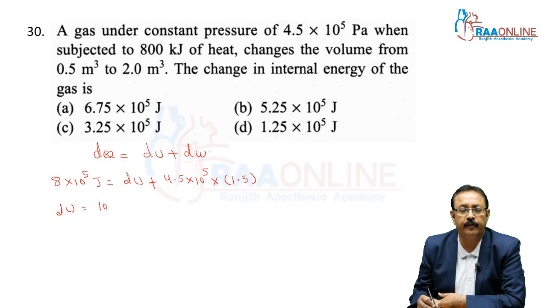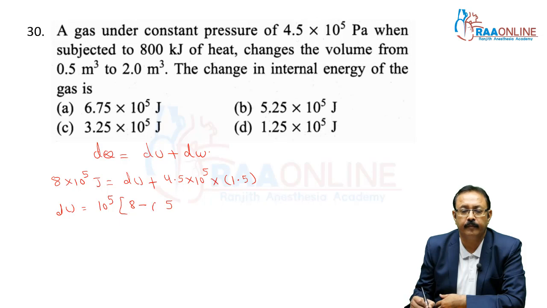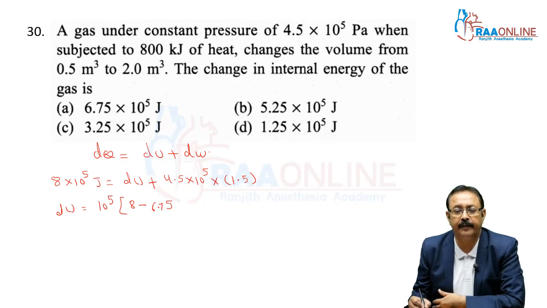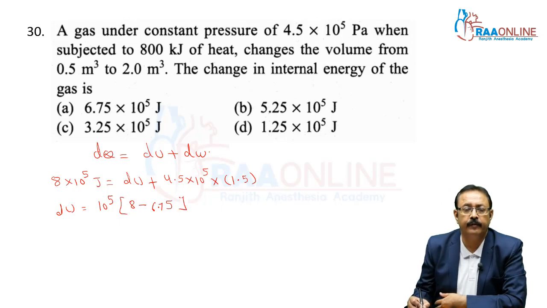So what we are getting, dU is, take 10 to the power 5 common, 8 minus 4.5 into 1.5, that is 6.75. We are doing in SI units, means joule. It is 1.25 into 10 to the power 5 joule. So we are going with option D.